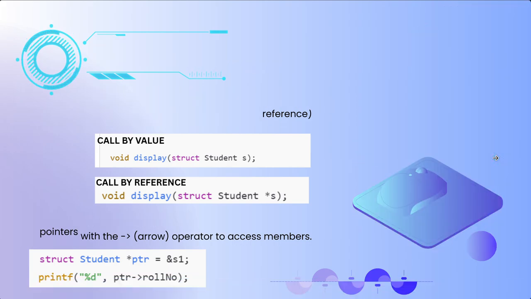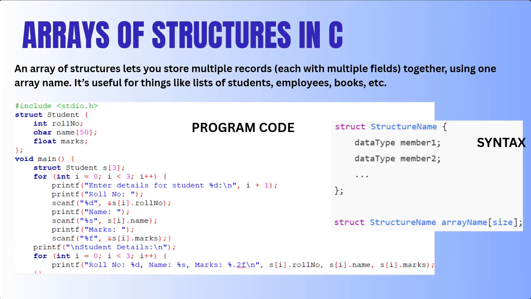Moving on, we have arrays of structures in C. An array of structures lets you store multiple records, each with multiple fields, together using one array. It's useful for things like lists of students, employee books, etc. So let's understand the array of structures with the help of an example.